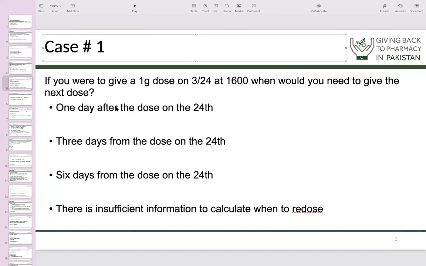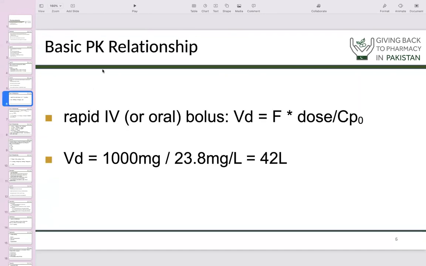So first you have to calculate the volume of distribution, because that would be required in your further calculation. And this formula, the volume of distribution, is equal to the fraction of dose divided by the initial concentration. You have to memorize this formula, because this formula gives you a lot of information, and it can be used to calculate many things for the dosing, for the half-life, and for the concentration of the drug.